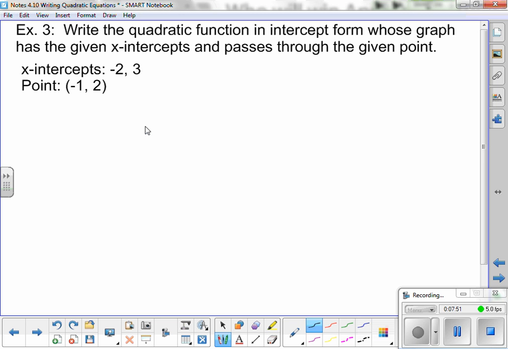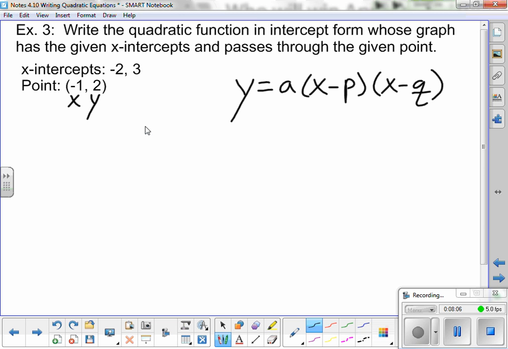Since I know that I have x-intercepts, I should use the intercept form. So y equals a, x minus p, and x minus q. P and q stand for your x-intercepts. So let's go back over to the information. The information I have is a point, which are your x and your y, because there's no special letters that go along with that. Your intercepts are -2 and 3. So this is your p and your q. It doesn't matter which one you call p or q. They are interchangeable.